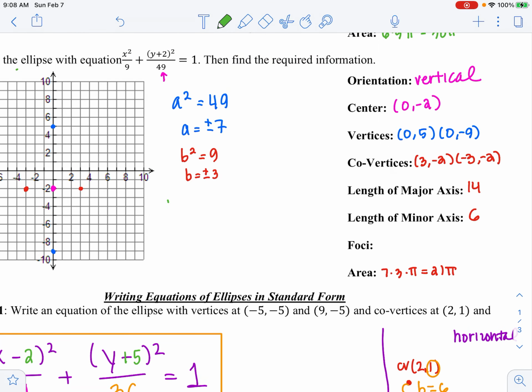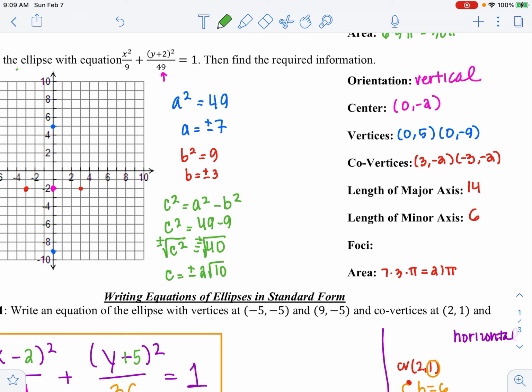Last but not least, my foci. My foci are C units from my center, where C squared is equal to A squared minus B squared. C squared is equal to 49 minus 9. C squared is 40. Square root to solve. This time your radical is simplifiable, so you're not going to leave it. C is plus or minus. 4 goes in there 10 times, so 2 root 10.